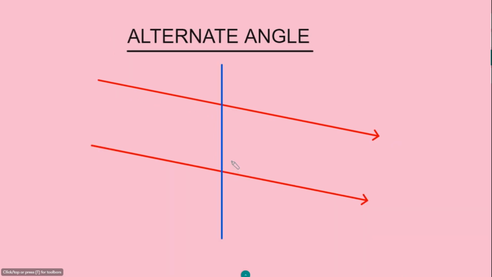The next kind of angle you can have is the alternate angle. The angle here is alternate to this, and both are equal. In fact, I call this the Z-shape angle. Why? Because I have a Z shape here.